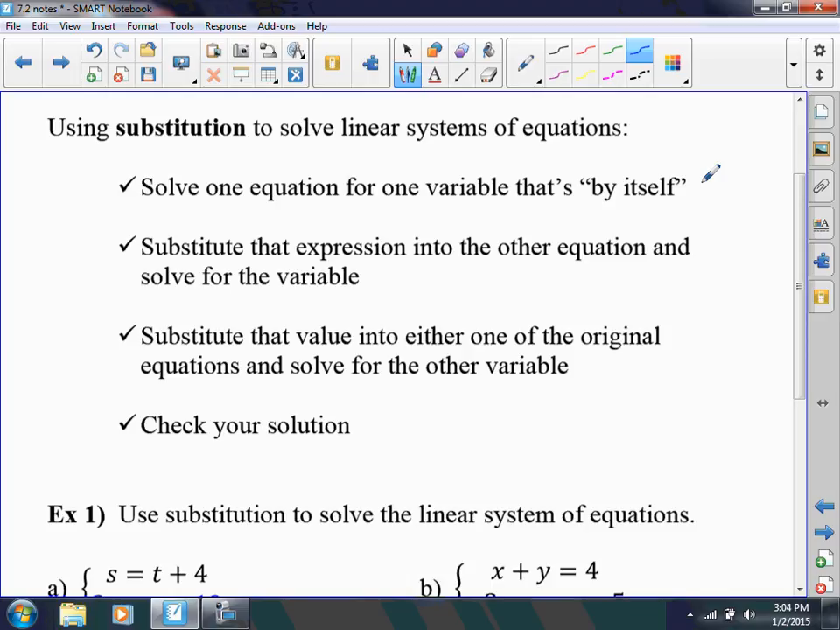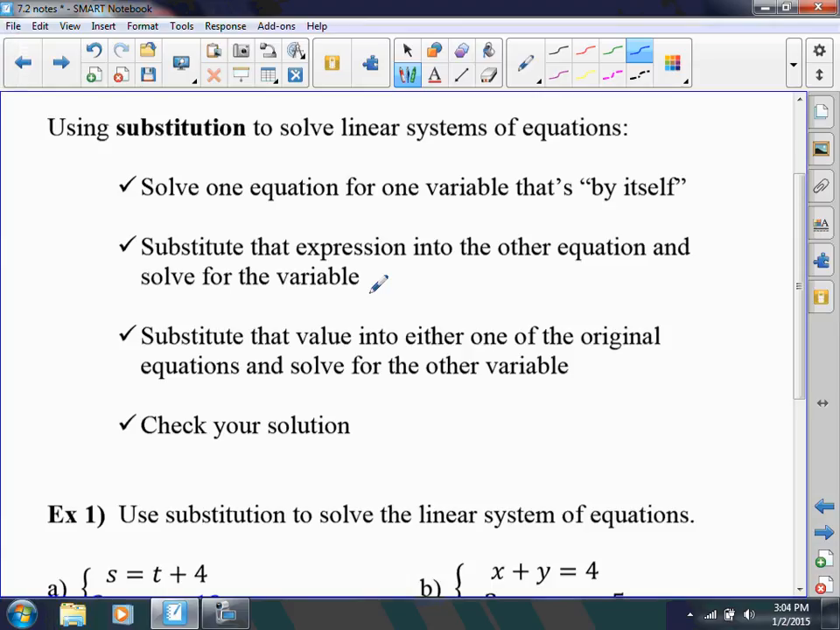And then you want to solve the equation for that variable. Then you're going to take that equation and put it into the other equation. And that's the tricky part, is putting an equation into an equation. But then when you do that, you'll be able to solve for the variable that's left over. The whole point of doing that is so that you have one variable that you're solving for.